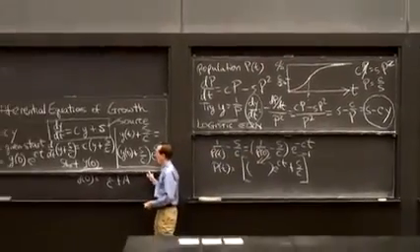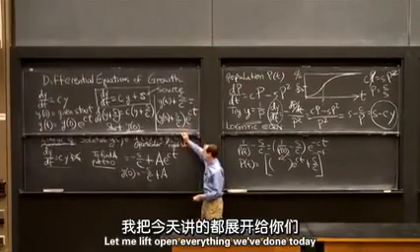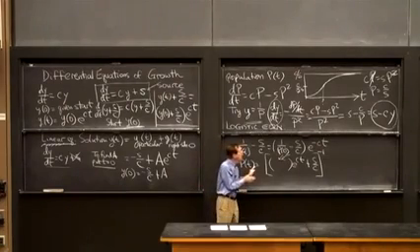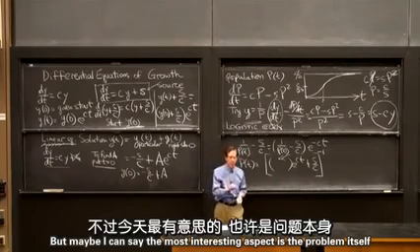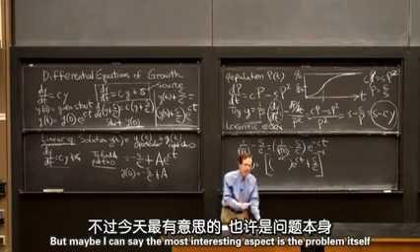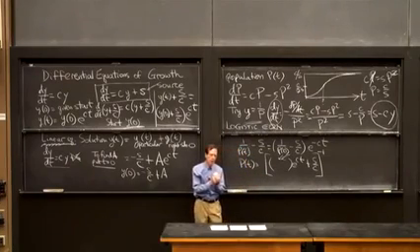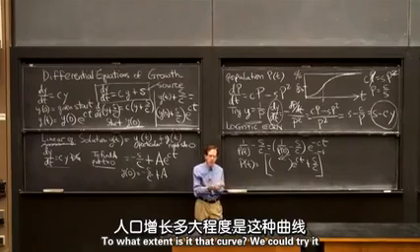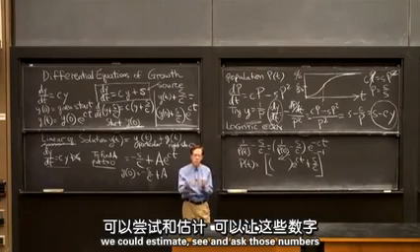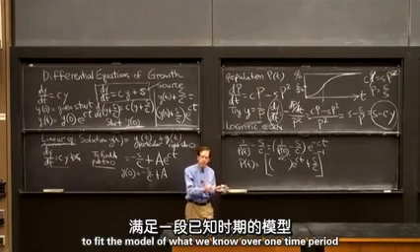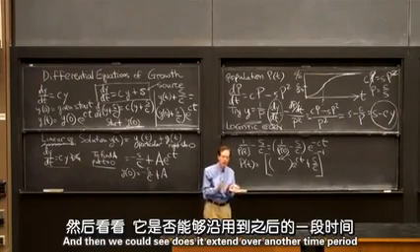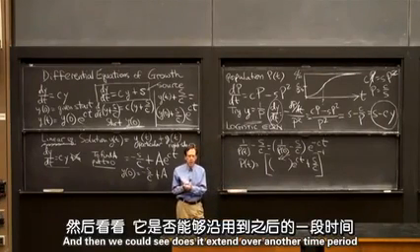Okay, so let me leave open everything we've done today, but maybe I can say the most interesting aspect is the model itself. To what extent is it accurate? We could try it. We could estimate C and S, those numbers, to fit the model of what we know over one time period. And then we could see, does it extend over another time period?